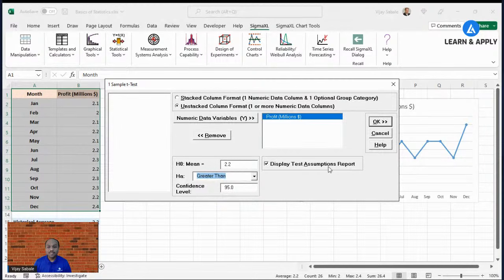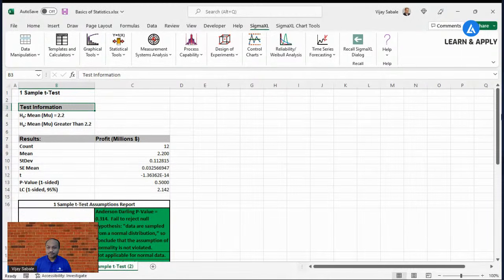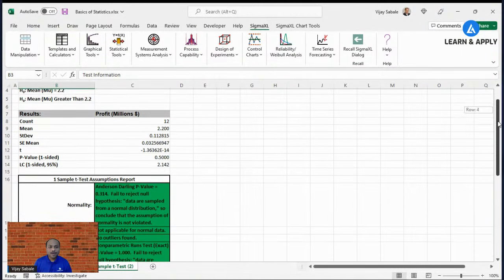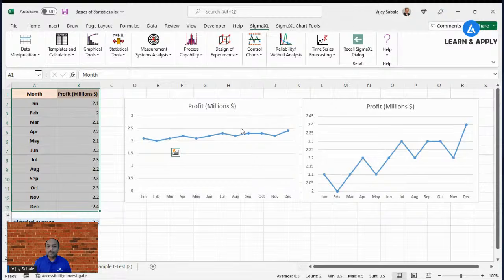You can also see the display test assumptions report, but that's not a part of this. Click OK. And here we are getting the results. Now, looking at these results of hypothesis testing, we just need to look at the p-value. If this p-value is less than 0.05, then we reject the null hypothesis and we can say that there is a significant improvement in the sales. But as we have seen, the p-value is 0.5 here, which is greater than 0.05. So we can say there is no significant improvement. That means the first graph is correct.